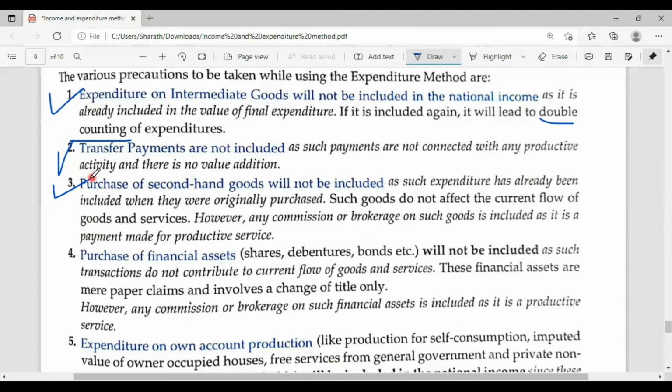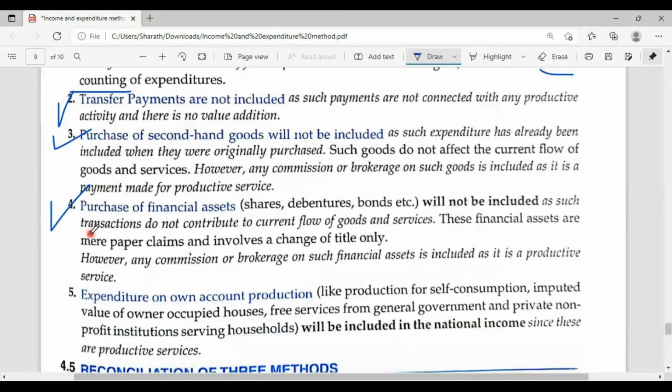But all the commission and brokerage generated through this operation will be taken into consideration. Why? Because here some service has been generated by some agents. Due to that reason, we have to take this commission and brokerage into consideration, but not the value of second-hand goods. This is the third precaution.